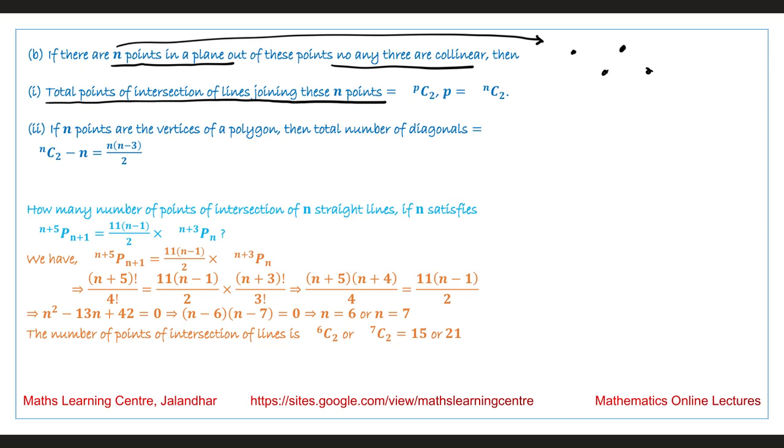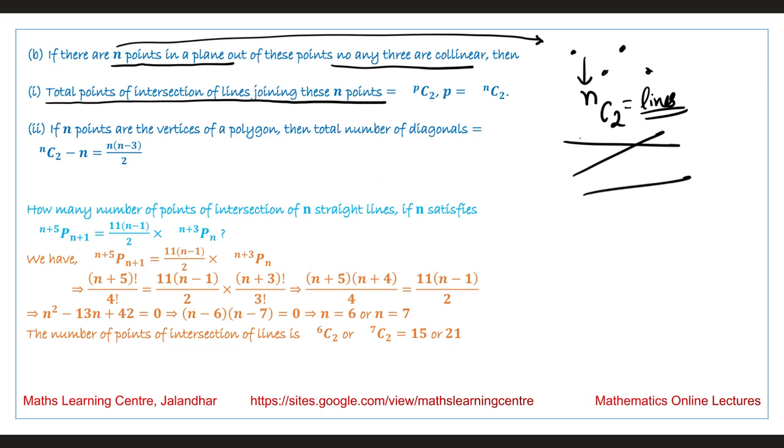How many lines can be drawn? We know that we have to choose 2 points. So it is NC2. These are the number of distinct lines that can be drawn. And suppose we have obtained, these are the lines we have over here. So what are the cases we have?